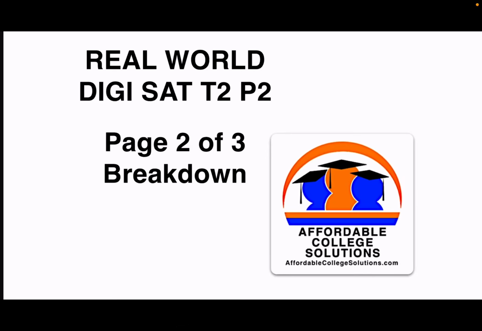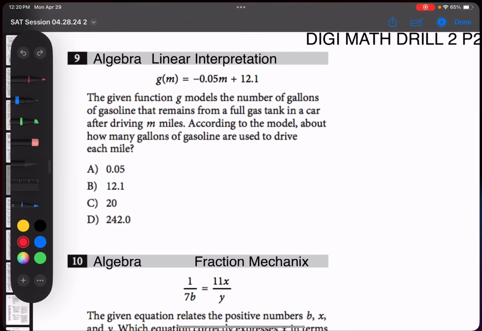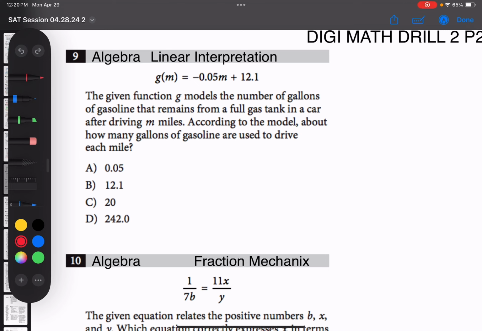Let's jump into page 2 of 3. Did I say 3? Page 2 of 3. Test number 2, part 2 of the digital SAT math section. These questions are pretty good because it shows you how they start to get a little slick as you increase in questions. So we're in the middle third of the practice test.